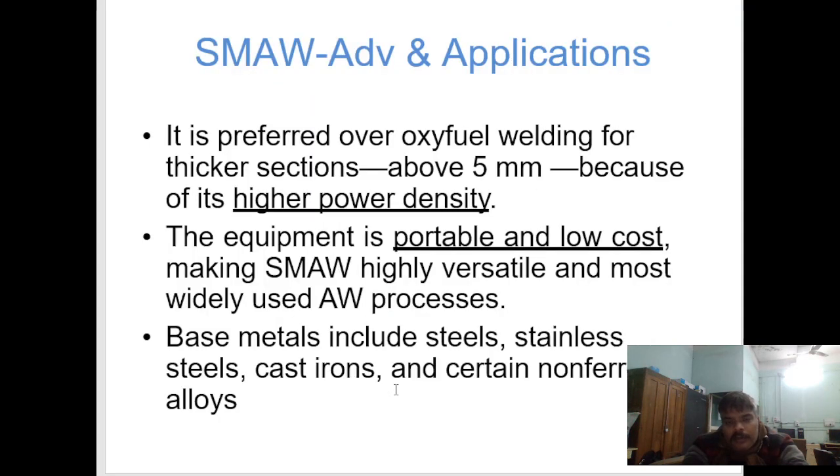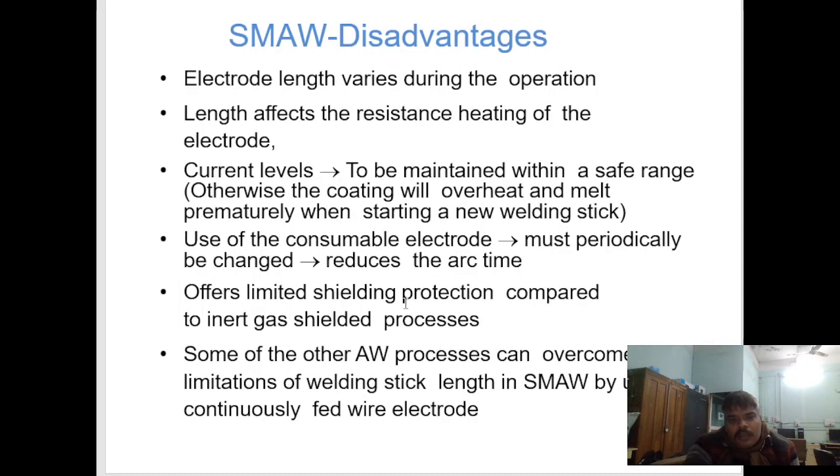Shielded metal arc welding advantages and application. It is preferred over oxy-fuel welding for thicker sections above 5 mm because of its high power density. The equipment is portable and low cost, making shielded metal arc welding highly versatile and the most widely used arc welding process. Base metals include steel, stainless steel, cast iron, and certain non-ferrous metals that can be welded.